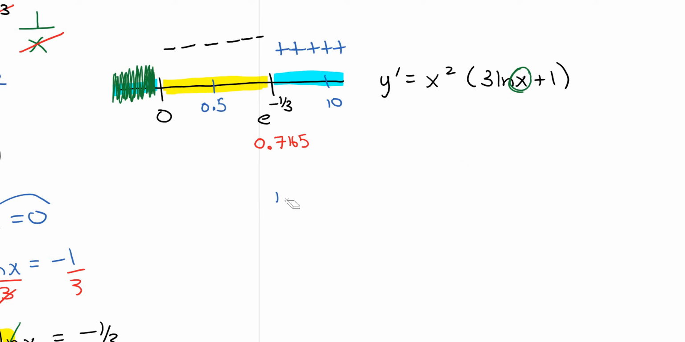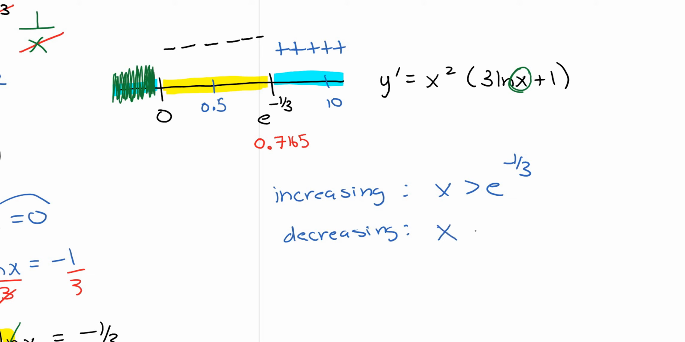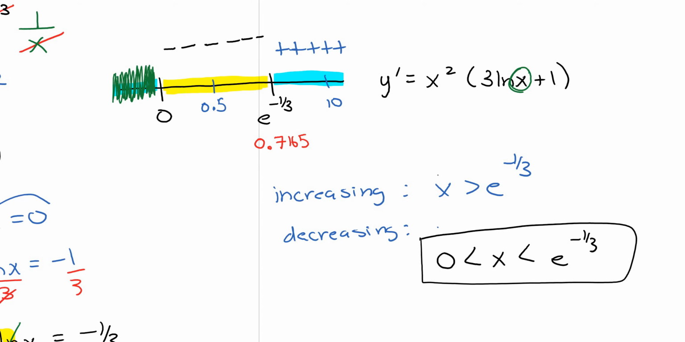So I'm definitely increasing in the blue region, and the blue region represents values where x is greater than e to the power negative 1/3, and I'm decreasing in the yellow region because the yellow region has the negative sign. So that happens when x is less than e to the power negative 1/3, but it's greater than 0. So let me just apologize. That yellow region is between 0 and e to the power negative 1/3. So let's write that inequality like that. Let's just sandwich it like that. And that is your decreasing region, and this is your increasing region.